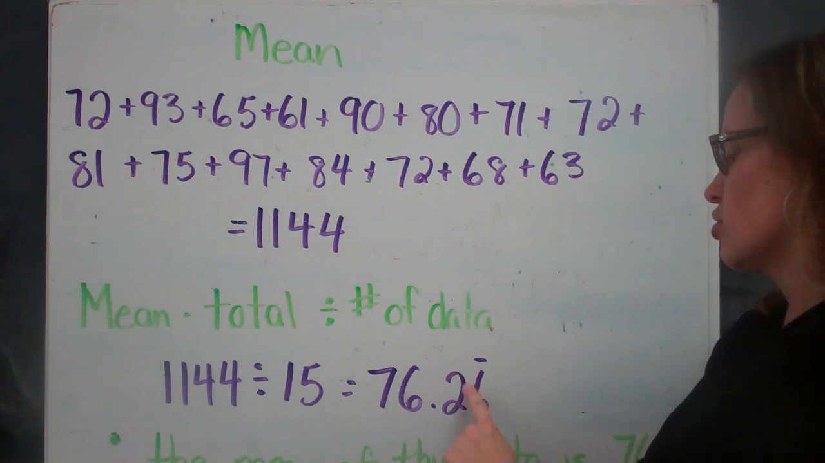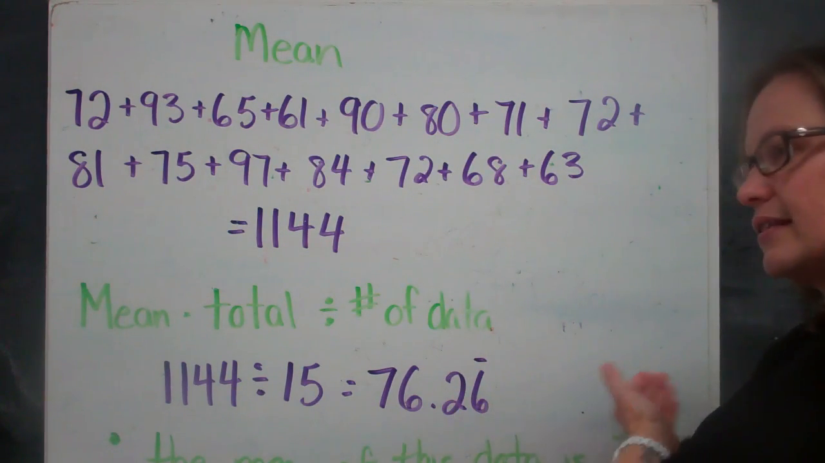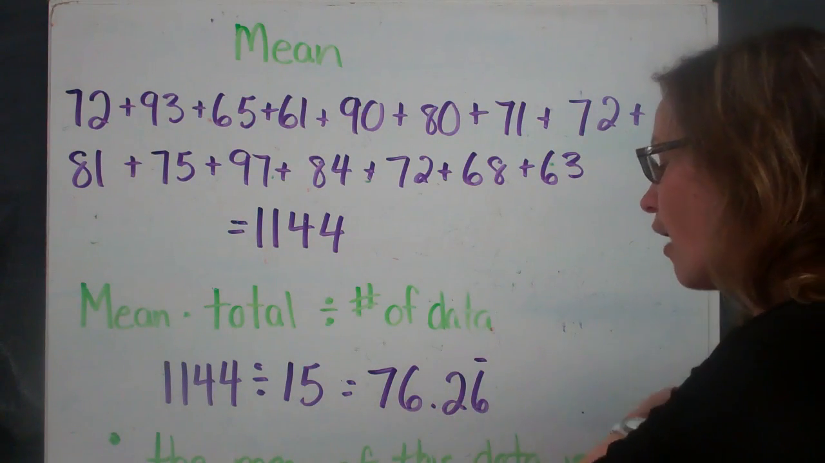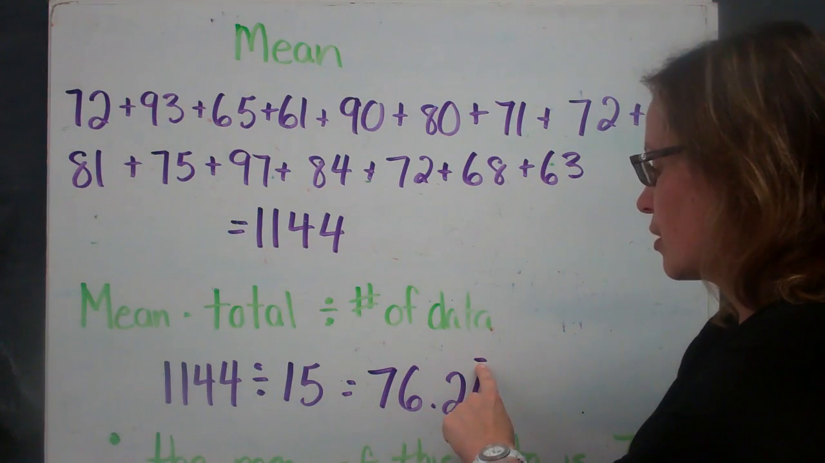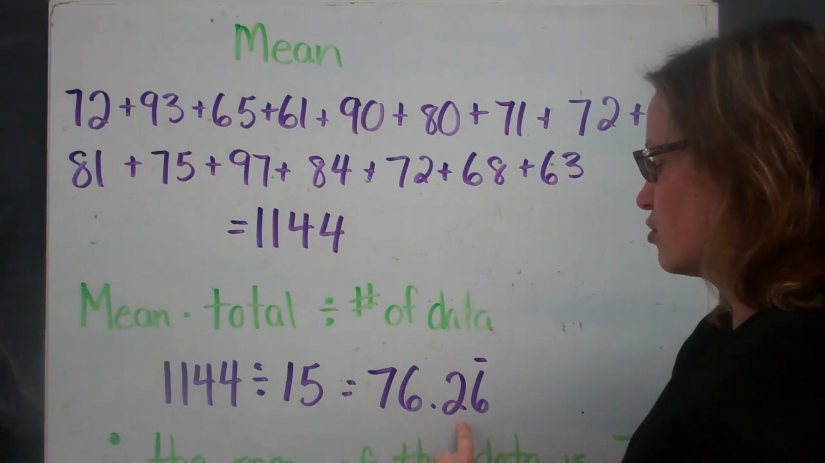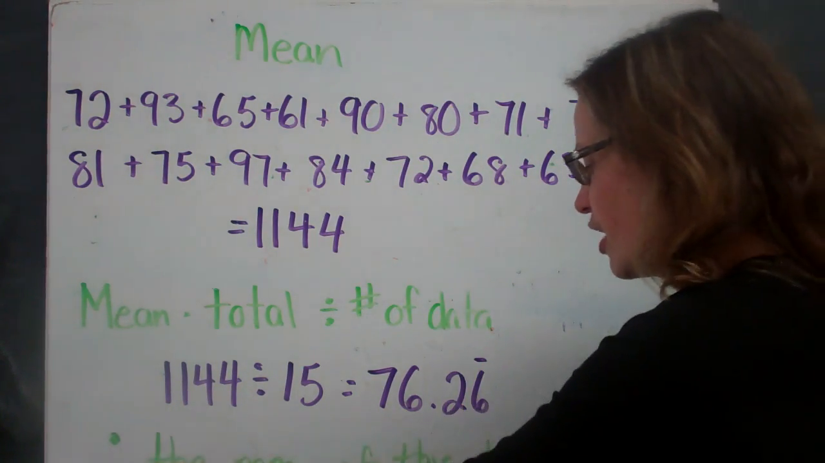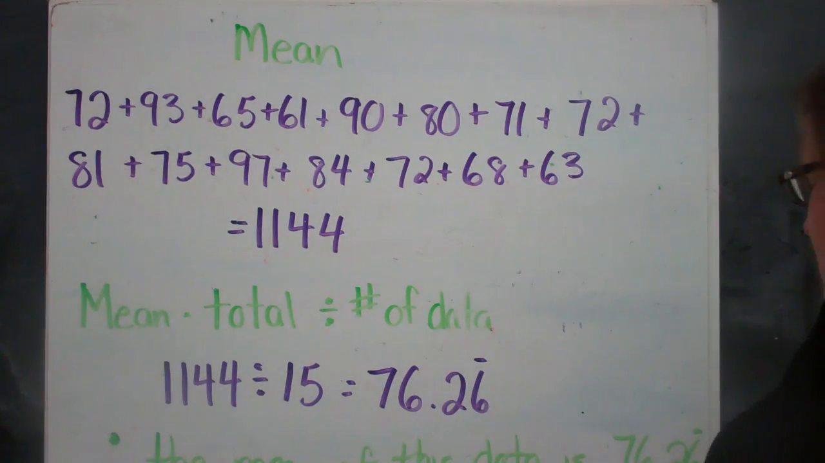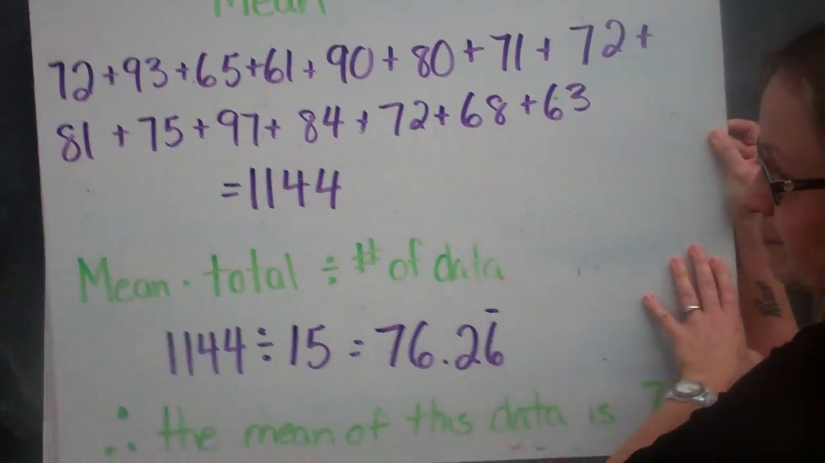76.26 repeat. So when I look in the calculator, the 6666 goes on and on and on forever. I'm not going to do that. I'm going to put this little line over the number that repeats. So when I read this, 76.26 repeat. Therefore, the mean of this data is 76.26 repeat.